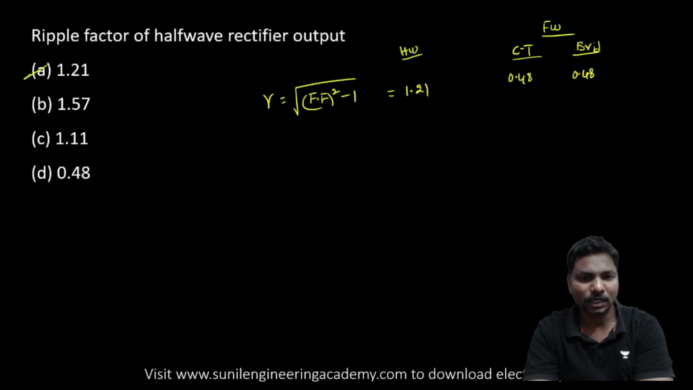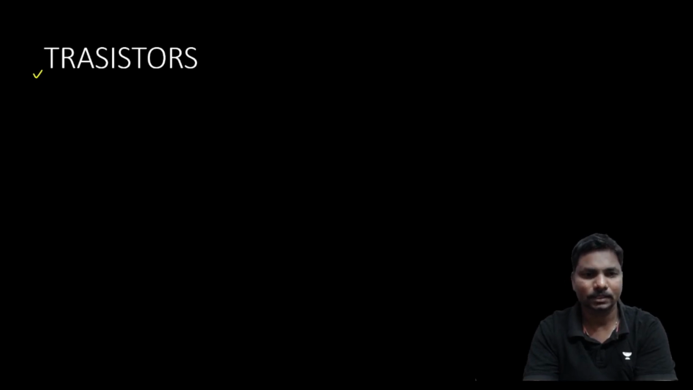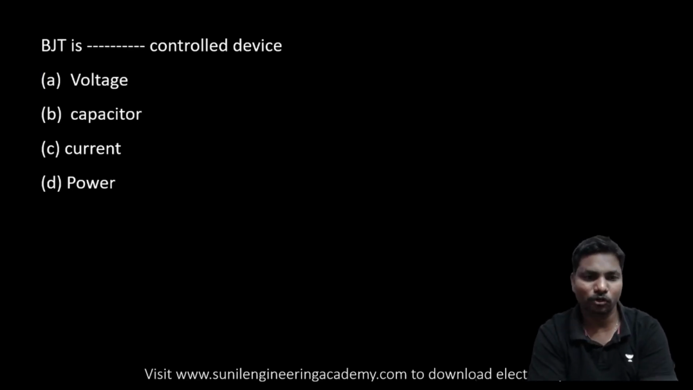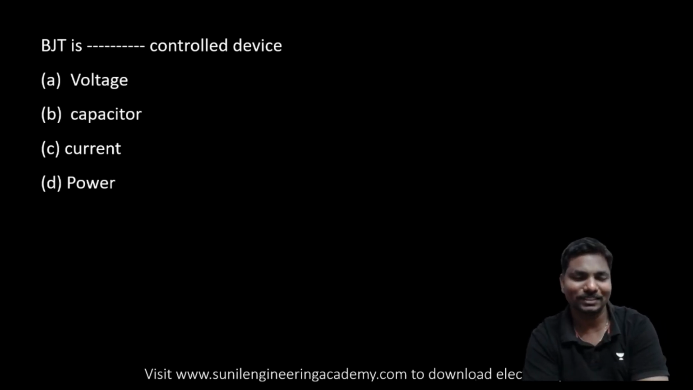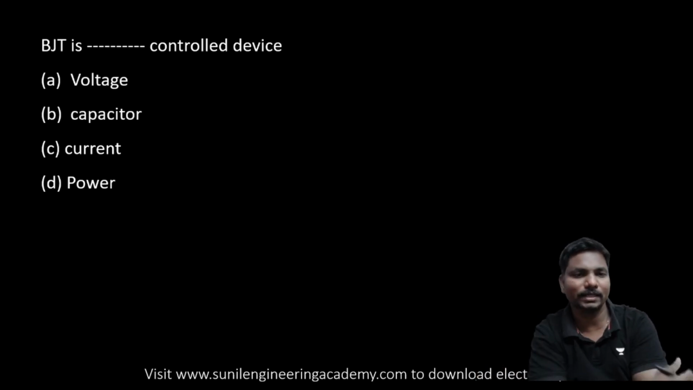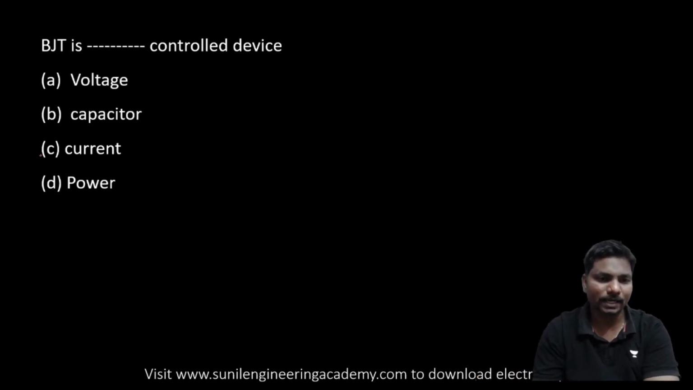Now we have to start with the transistors. Yes, this is the first question, guys. BJT is a dash control device. I think all of you know this basic level question. First of all, we have to discuss basic level and then we have to discuss medium level. BJT is a current control device. Here no need to learn by heart, guys.